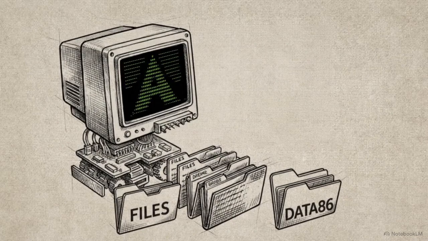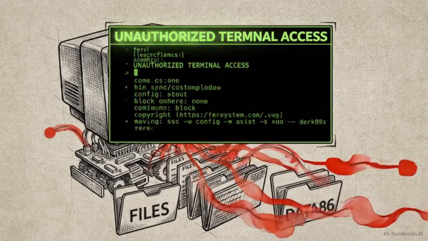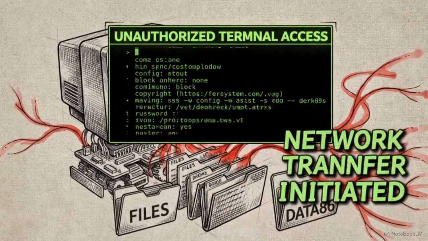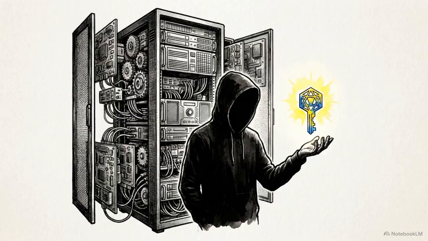A poorly written or intentionally rogue skill can autonomously search your file system, locate your environment variables, and exfiltrate sensitive data to an external server. Running these scripts without auditing them is equivalent to handing over root access to a total stranger.